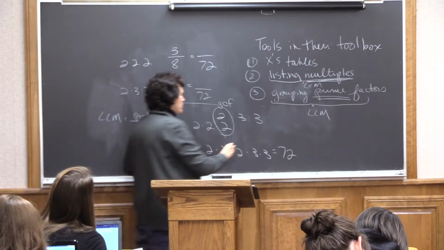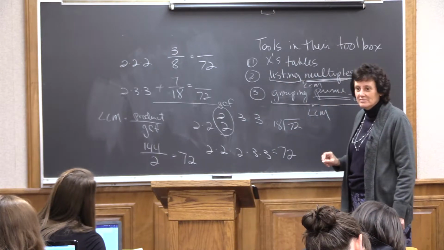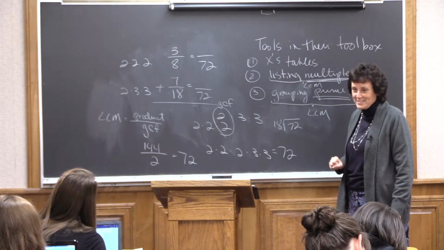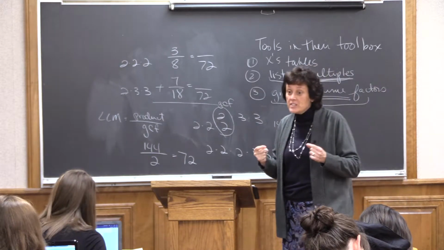And then, okay, I need 72. I'm not going to have to do 18 into 72. Well, I hope you don't have to do 8 into 72. That's the times table, correct? Right, so we can be a lot more efficient.